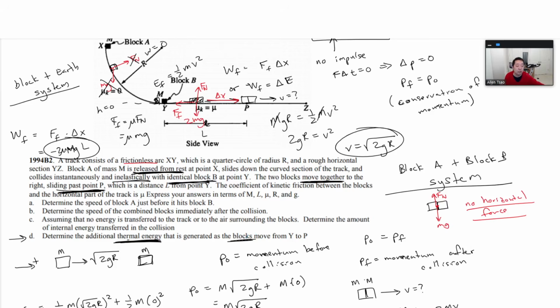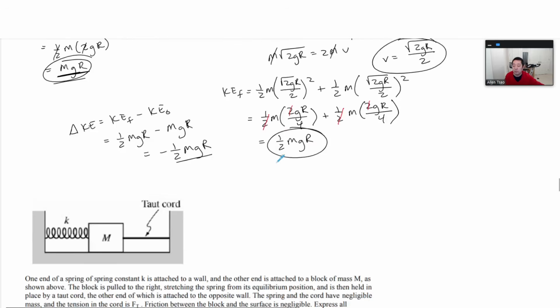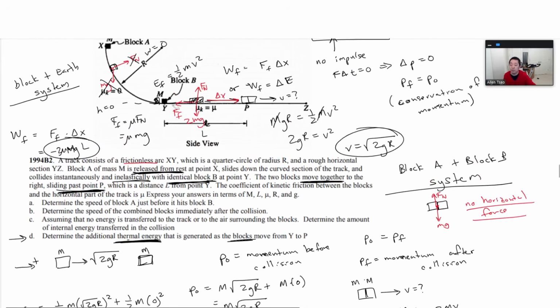Okay, so it has to do with the direction of the forces. Okay. Frictional force is acting to the left because the blocks are sliding to the right along the surface, so frictional force is pointing to the left, but the displacement is to the right. Okay. So if the force and the displacement vectors are opposite directions, then the work is always negative. If the force and the displacement are in the same direction, then it's positive work.